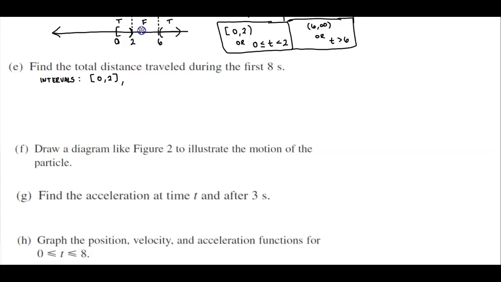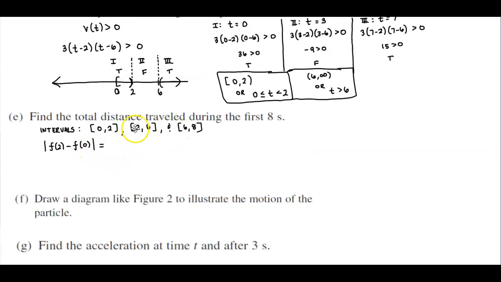And then we know it's going to be traveling between 2 and 6. And then it's also going to be traveling from 6 to 8, since we want to find during the first 8 seconds. Okay, so we want to find them separately. So what we want to do is find the distance between 0 and 2. So that means we want to find the absolute value of f of 2 minus f of 0. That is the first interval.